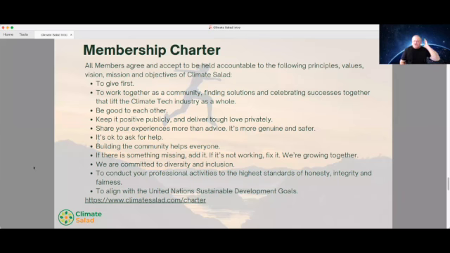This is the membership charter. I won't really go through this. It just gives you an idea of the ethos of the community. It is a community trying to help these startup founders, first and foremost, to be successful with their companies, because if they do, then their products and solutions are going to have a material impact on climate change, and hopefully reverse and remediate the effects of climate change.